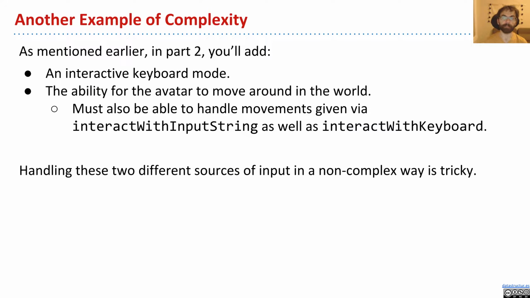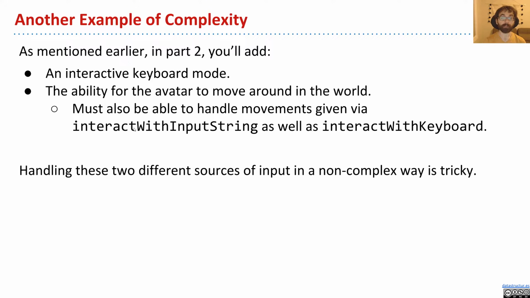Let's see another example where complexity creeps into your code in Project 3. As mentioned earlier, when you get to part 2 of the project, you're going to add an interactive keyboard mode, and you're also going to give the user the ability to move around in the world. To do that, you need to support two different ways of providing input to your program.